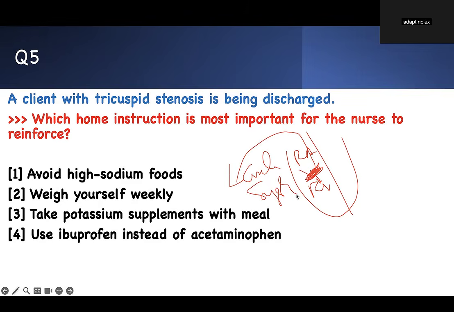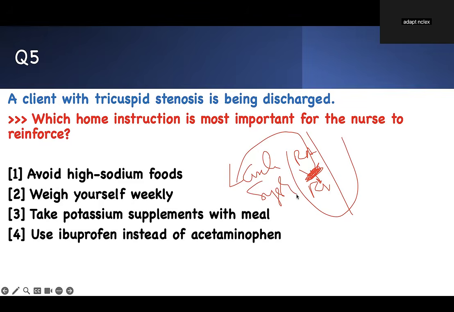Avoid high sodium food. Well, you're going to have fluid retention. Is it not a good idea? Weigh yourself weekly. Should you weigh yourself weekly? Take potassium supplement with meal. Should you take potassium supplement with meal? No, a bad idea. Use ibuprofen instead of acetaminophen. Is it a good idea? Stop the video, put down your answer.